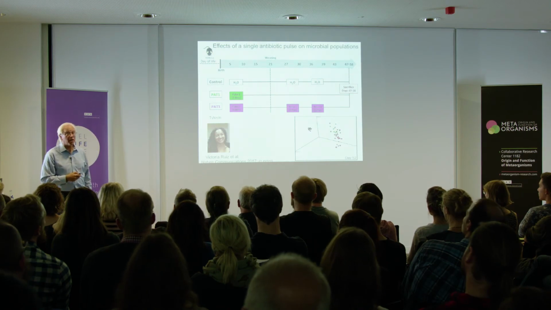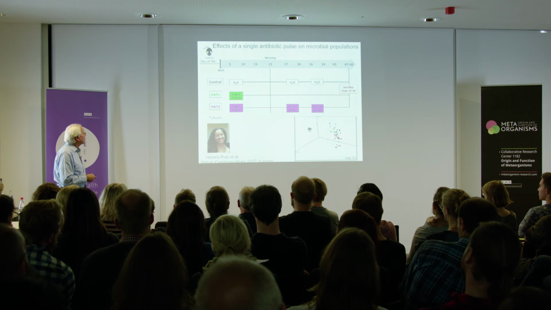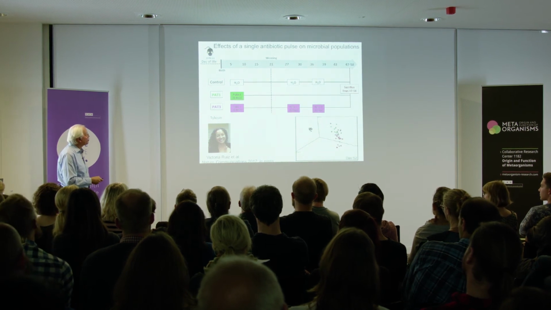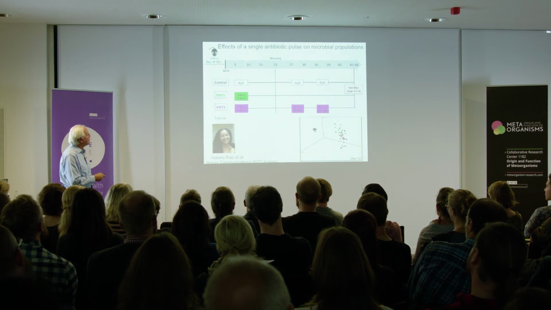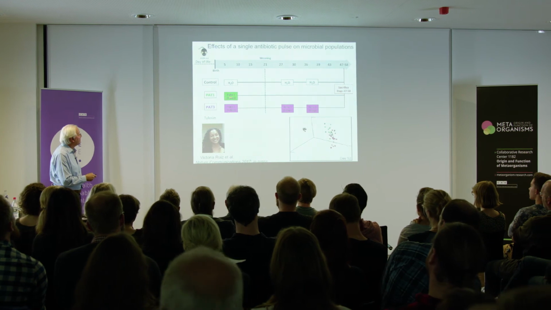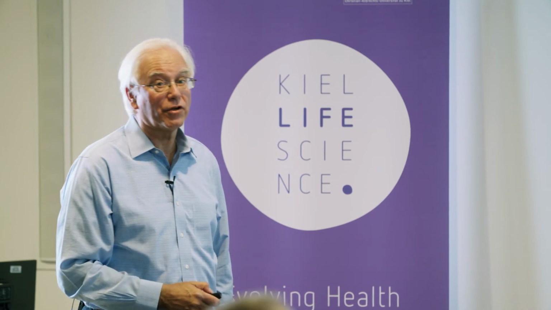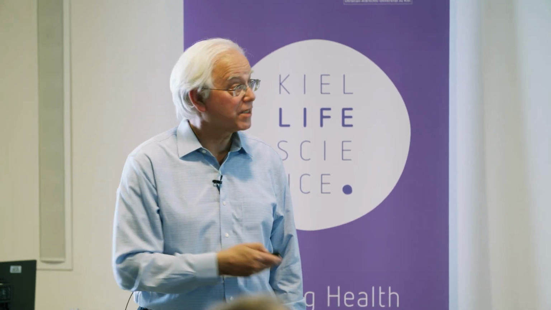Now, this work was continued by Victoria Ruiz, a postdoc in the lab, and Victoria continued Yael's work where she studied 3 pulses of antibiotics, but then she asked what happens if she just gave a single pulse of antibiotics in the first few days of life. So here we're just looking at the principal coordinates analysis at day 52. This is 42 days after the single pulse of antibiotics. Here are the control mice. Here are the mice that got 1 pulse. Here are the mice that got 3 pulses. There's no normalization of the microbiota after that single pulse of antibiotics up to this period of time. These mice now are sexually mature.